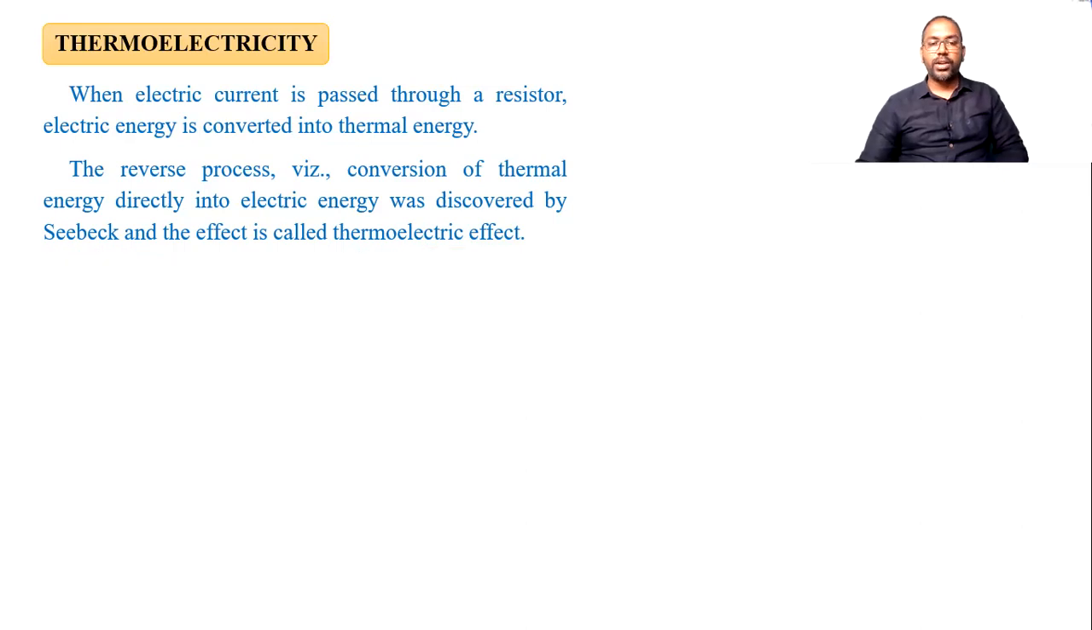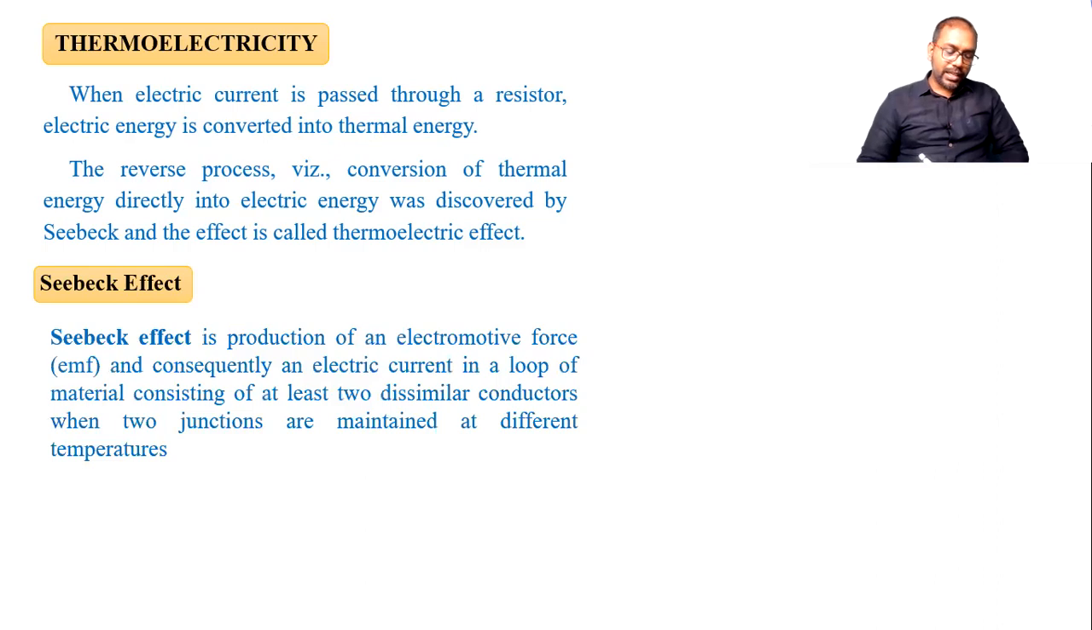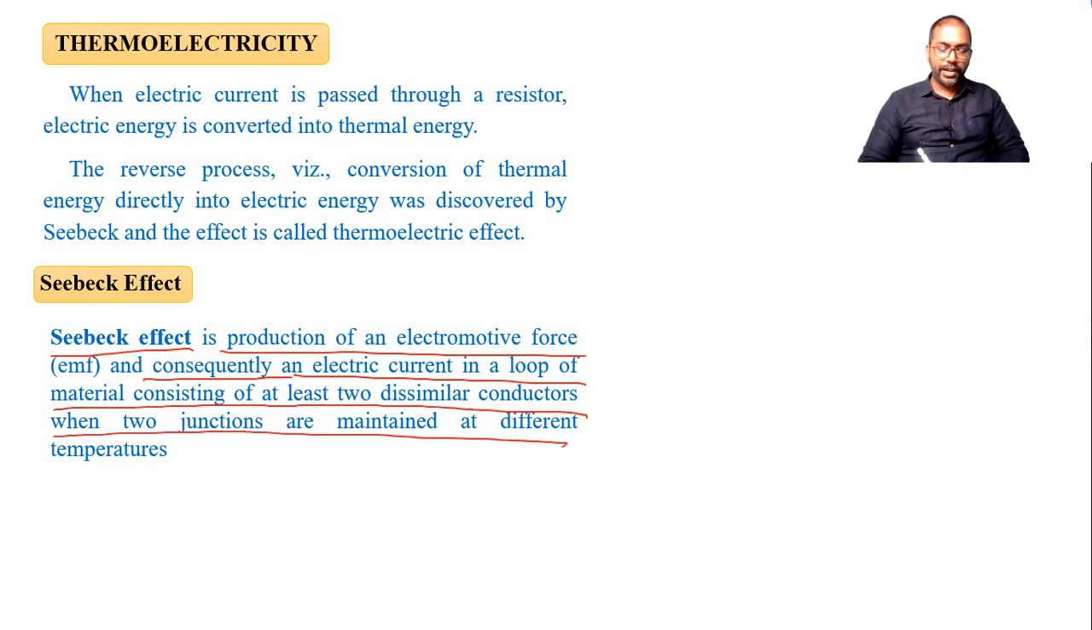Now let's see what exactly it is. Seebeck effect is the production of an electromotive force, means EMF, basically electricity, and consequently the electric current in a loop of material consisting of at least two dissimilar conductors when two junctions are maintained at two different temperatures.